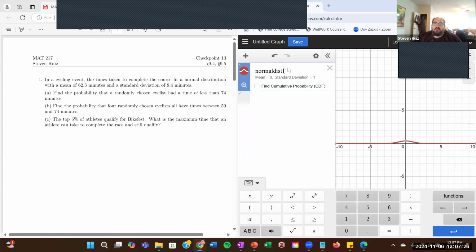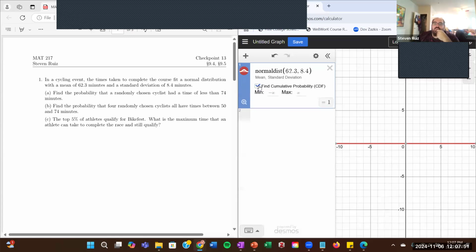This is a function that takes two arguments. The first argument is the mean, and the second one is the standard deviation. My mean is 62.3 and my standard deviation is 8.4. So this is what my normal distribution looks like. I also want to find cumulative probability, which is really powerful and will help me answer this question quickly.